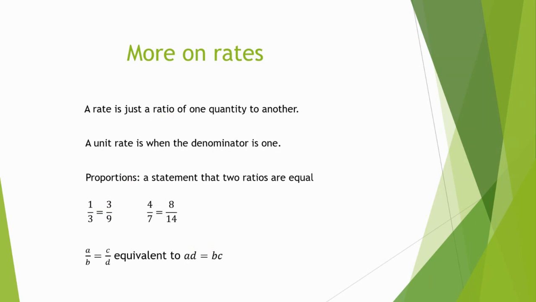Now, how do you know when a proportion is true? That is, how do you know when two ratios are equal? It's really from this here. Essentially, you cross multiply, which is really what this is saying. You cross multiply, and if equality still holds, then the proportion is true. So these two are actually true statements. If you did 1 times 9, that would equal 3 times 3. Same thing over here. It turns out if you do 4 times 14, you get 56, which is 8 times 7.